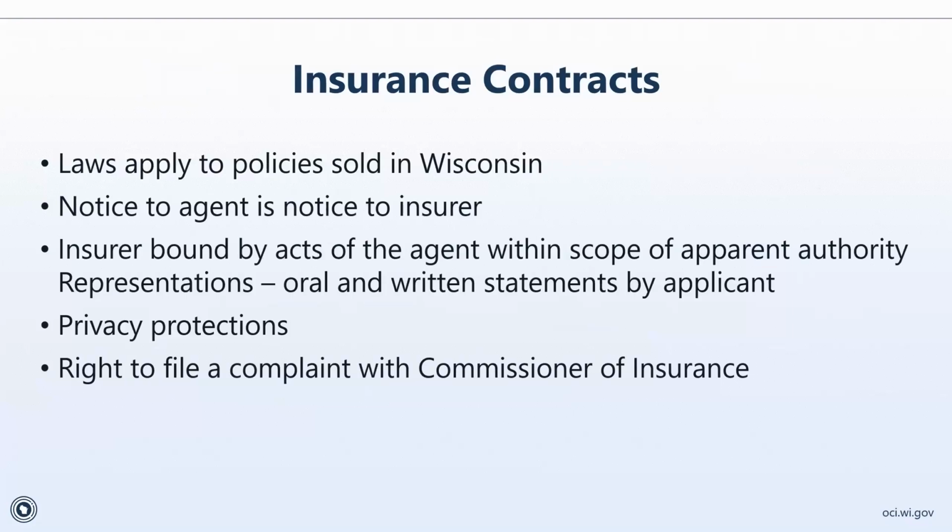We talked yesterday about the requirements around insurance contracts. So just to recap, the laws and regulations apply to all insurance policies delivered or issued for delivery in this state. An insurance company has been notified if the company's authorized agent has been notified by or on behalf of the policyholder and provided with sufficient information to identify the policy in question. Every insurer is bound by an act of its agents performed in Wisconsin that is within the scope of the agent's authority. Insurance coverage is issued based on the applicant's requirements and representations.